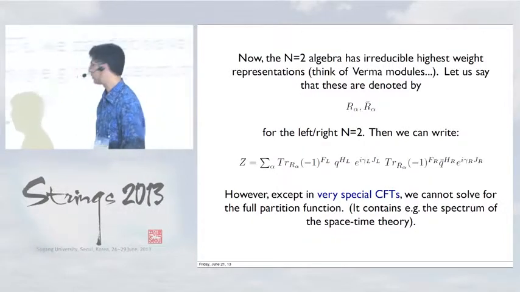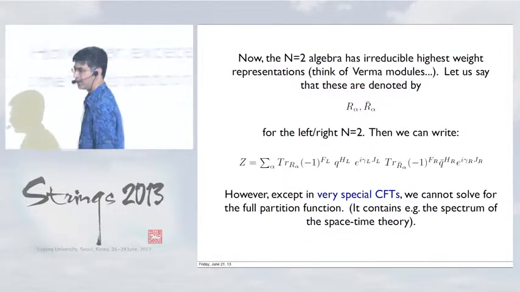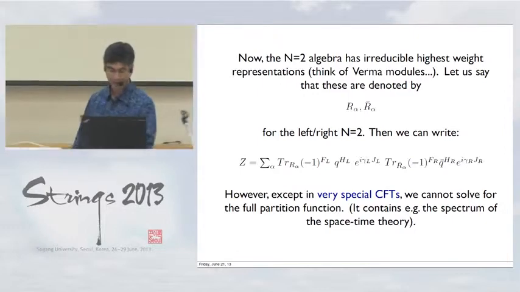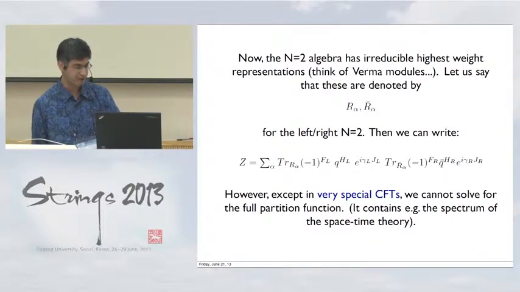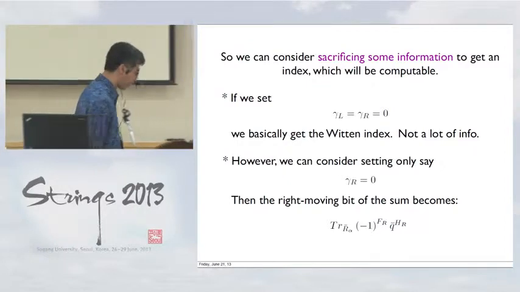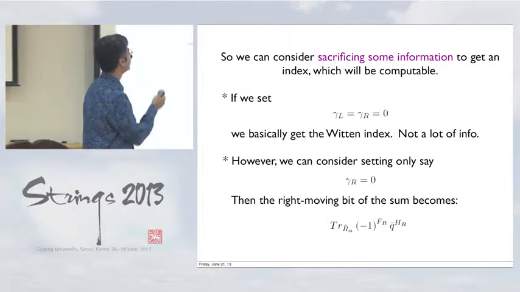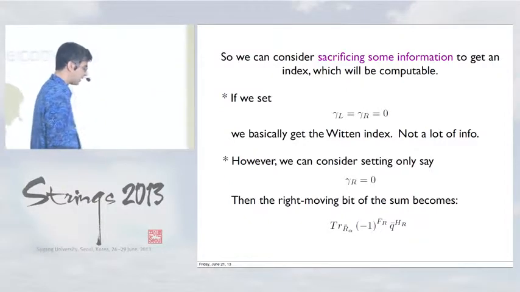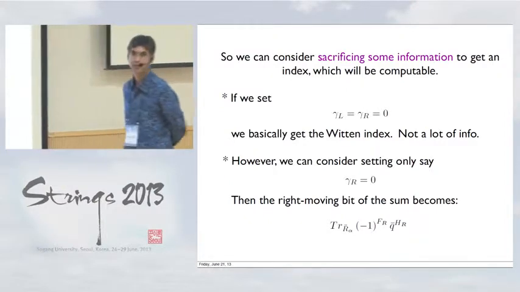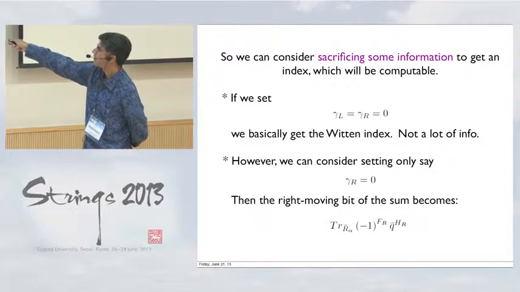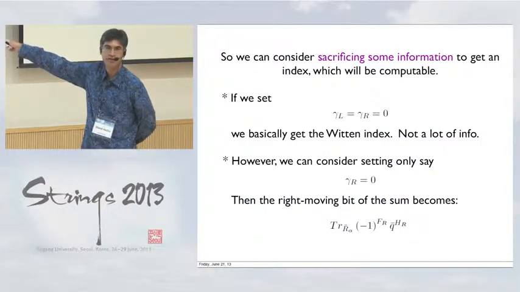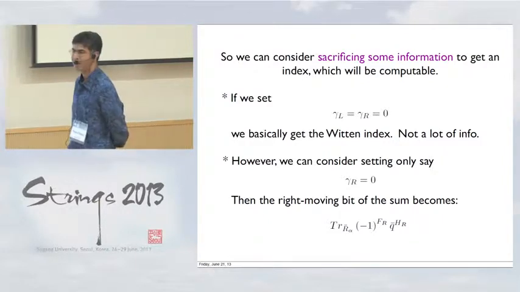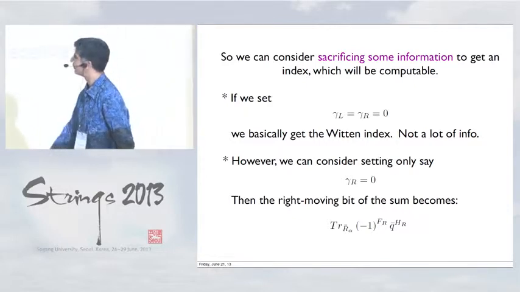If you could solve for it, it would contain, for instance, the full spectrum of the space-time theory, including alpha prime corrections, though not g_s string corrections. So what we do instead is we sacrifice some information to instead get an index that will be computable. Now, if we went all the way back to the old Witten index, that would correspond to dropping all information about U(1) charges in this partition function. Okay, and there's not a lot of information there.